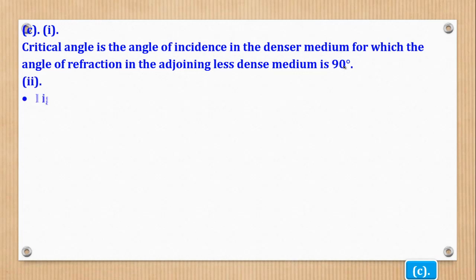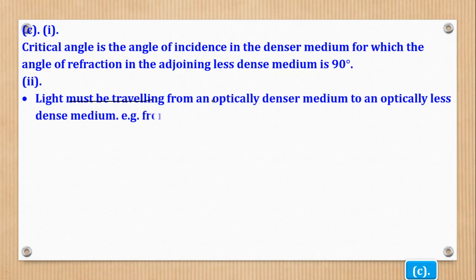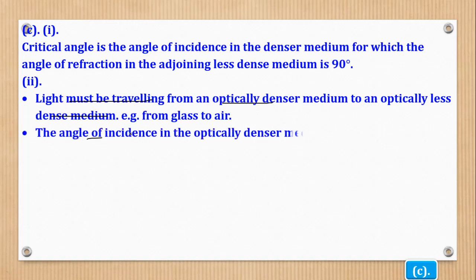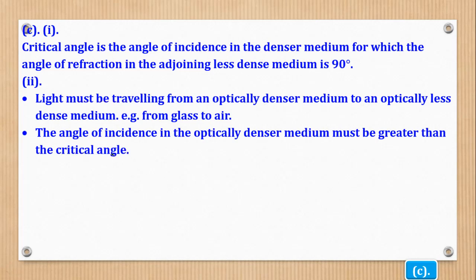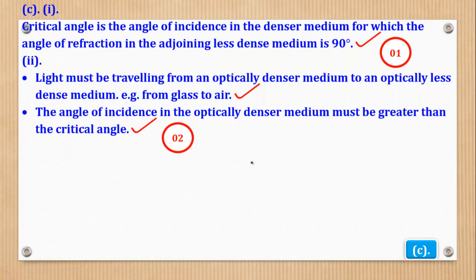Then the conditions for total internal reflection to occur: 1. Light must be traveling from an optically denser medium to an optically less dense medium. And 2. The angle of incidence in the optically denser medium must be greater than the critical angle. And that's what they wanted in that part.